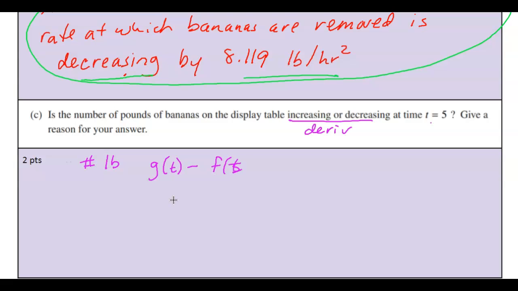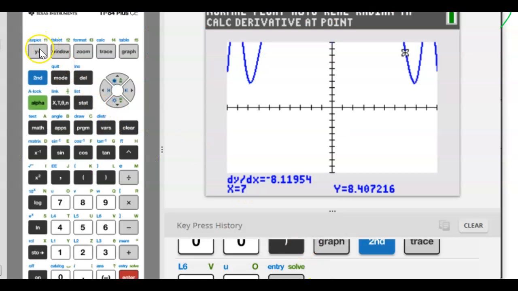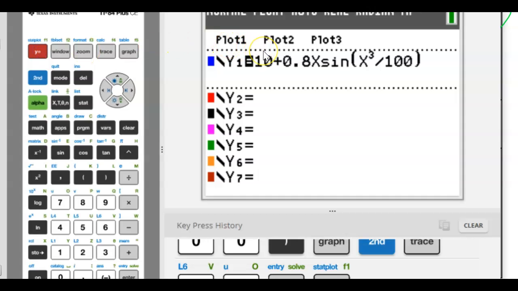minus how many are being removed. Okay. And so we want to know the number of pounds. So the rate of change of the number of pounds is G minus F, because these are the derivatives. So I want to know if that's increasing or decreasing. So I need to find that value. So I need to go here. And we had G, F. Okay, so I'm going to add this in.